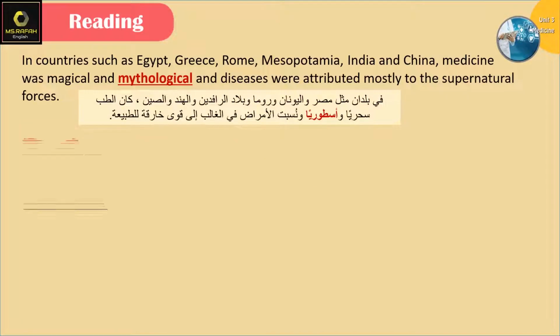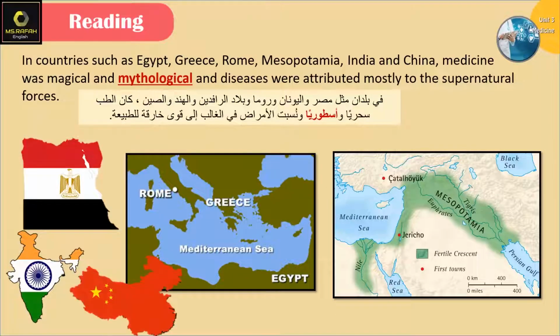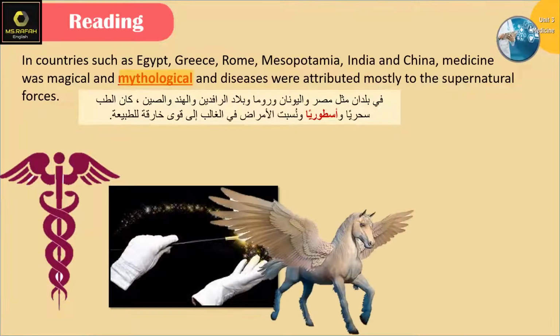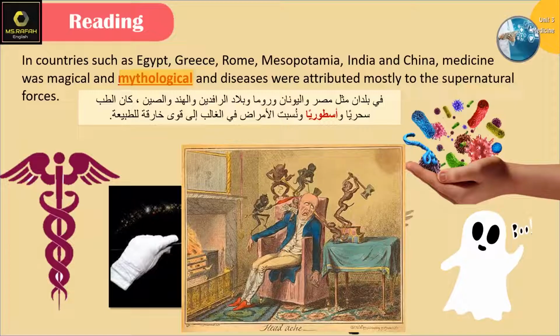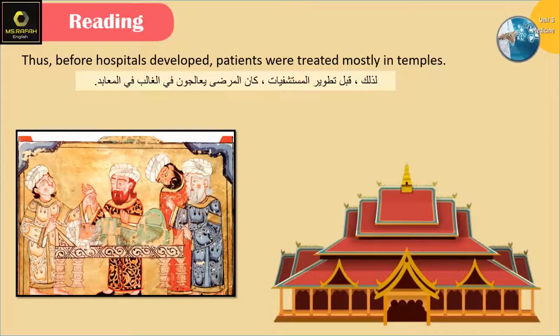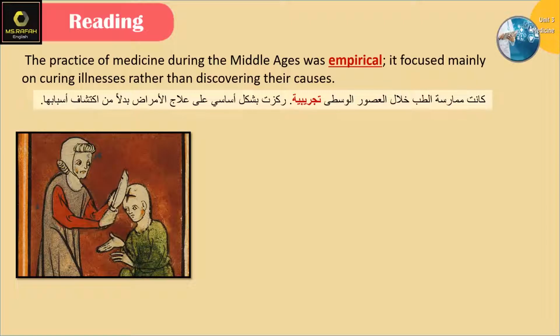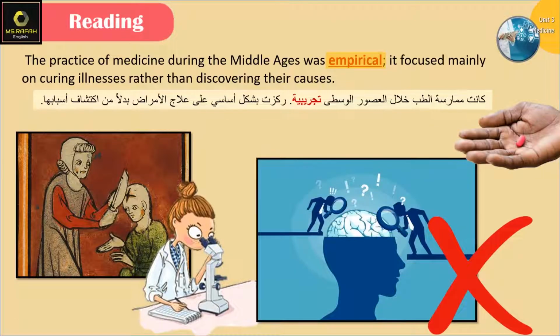In countries such as Egypt, Greece, Rome, Mesopotamia, India, and China, medicine was magical and mythological, and diseases were attributed mostly to supernatural forces. Thus, before hospitals developed, patients were treated mostly in temples. The practice of medicine during the Middle Ages was empirical. It focused mainly on curing illnesses rather than discovering their causes.